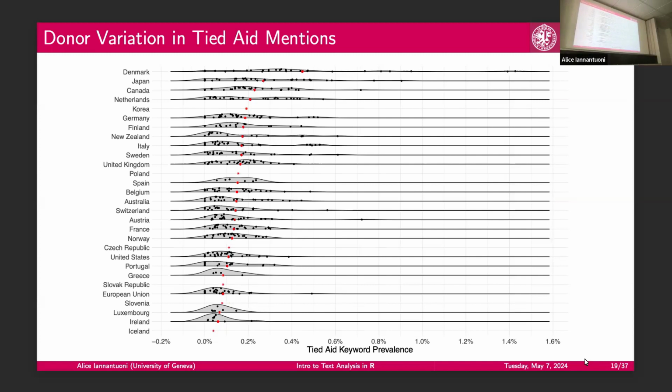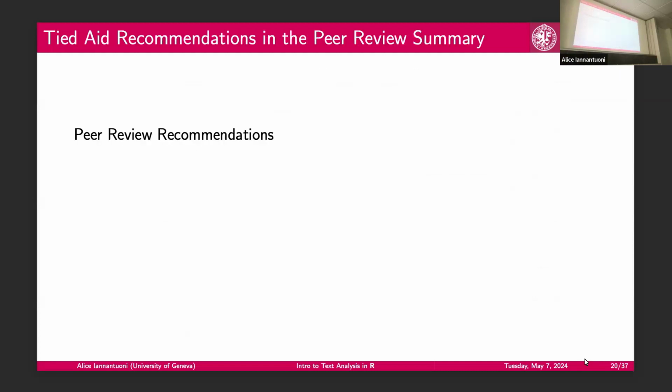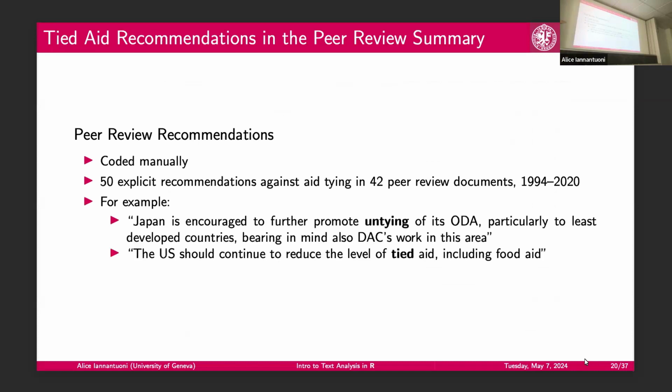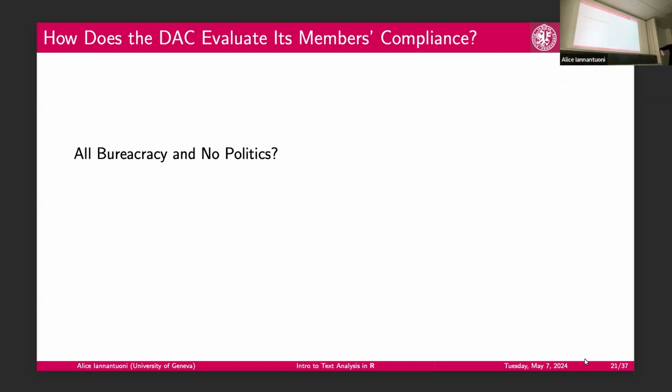You can see that some donors have only been reviewed once. These are the new ones: Iceland, Slovenia, Czech Republic, Poland, Korea. Those are some of the newer donors that we only have one review for. But the other donors, you can see there's a bit of variation. Okay, so then, as I said, we have these recommendations that we coded manually. They look something like this. The US should continue to reduce the level of tied aid, including food aid.